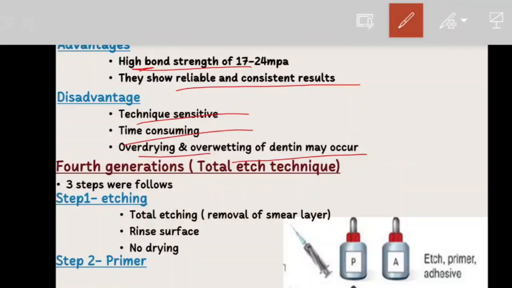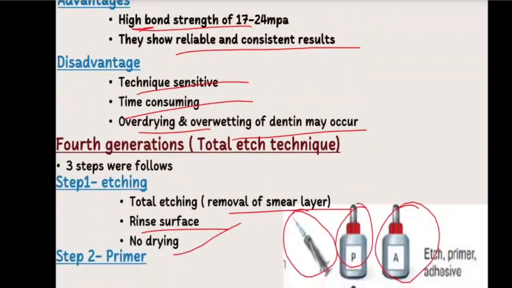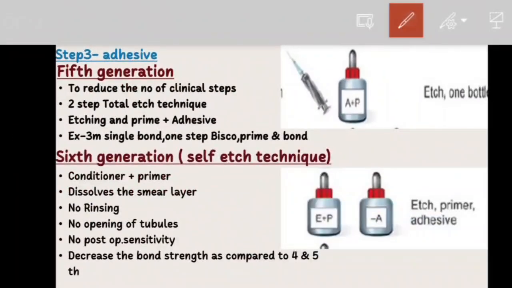Now the fourth generation, that is the total etching technique, a 3-step technique, that is etching, primer and adhesive. Step 1 is etching. Total etching is removal of the smear layer, then rinse the surface, and then there is no drying. Then step 2 is primer, and step 3 is adhesive.